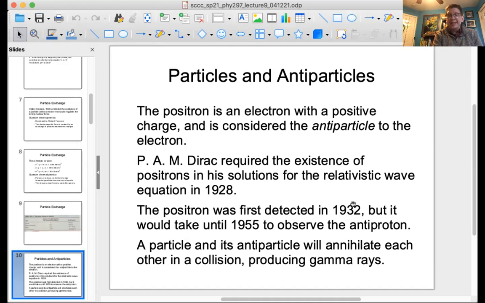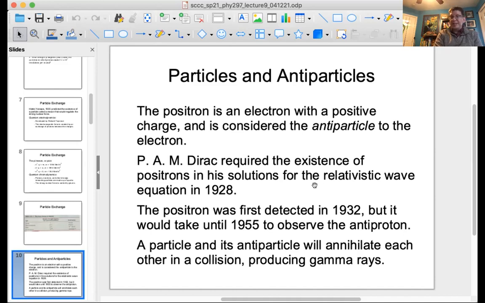Dirac required the existence of positrons in his solutions for the relativistic wave equation in 1928. So Dirac expanded the Schrodinger equation to include objects moving at relativistic speeds. And so that's where the spin quantum number comes from, the solutions to Dirac's equation. But one of the consequences of Dirac's math was that it allowed for the existence of positrons, basically anti-electrons.